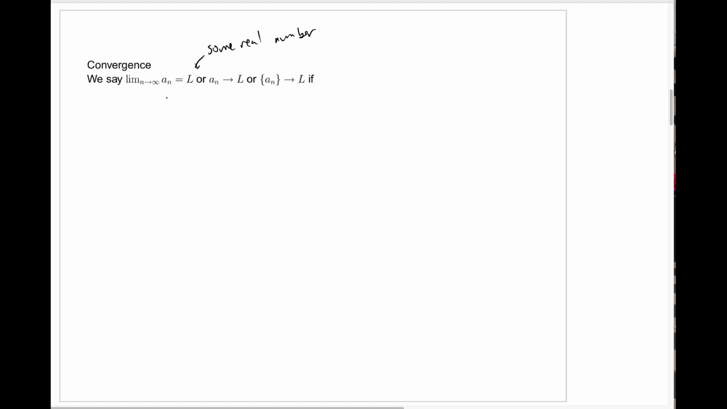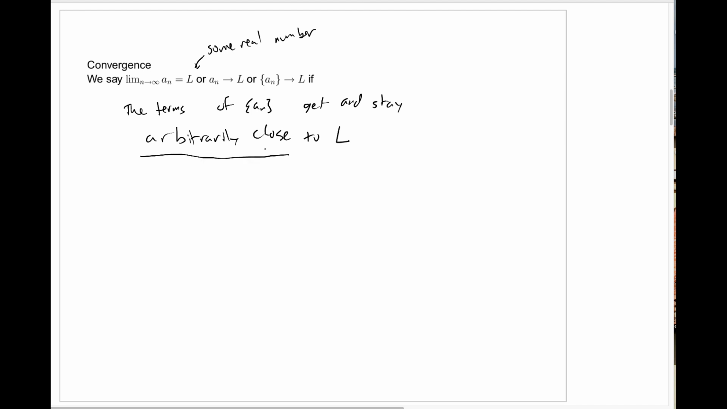We can make that a little more precise. How close should the term get? What does it mean when n is big? Well, in order to make this precise, we want to say that this means the terms of the sequence a sub n get and stay arbitrarily close to the number L. And what does arbitrarily close mean?